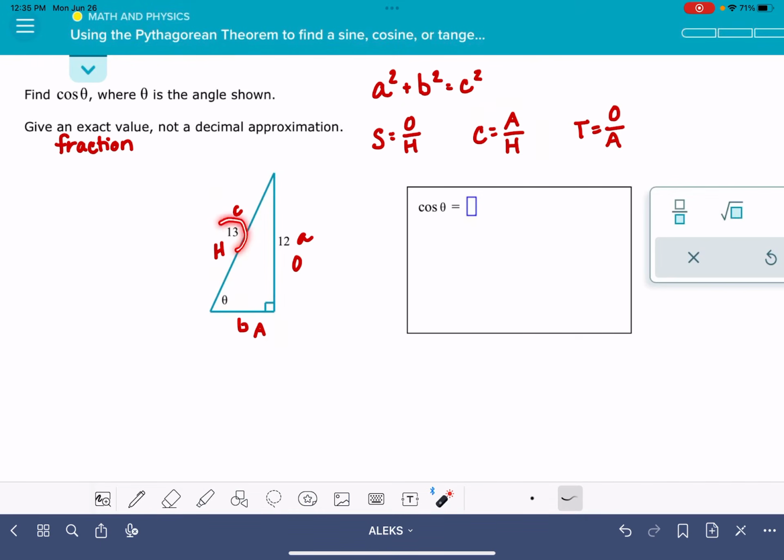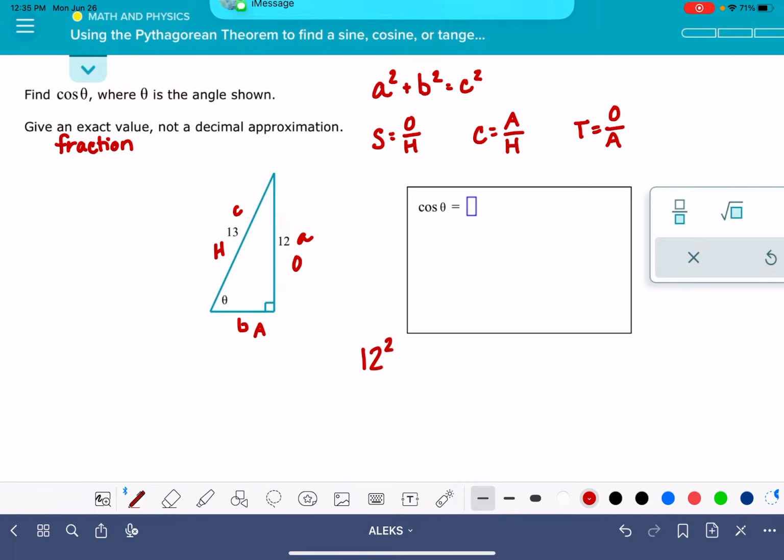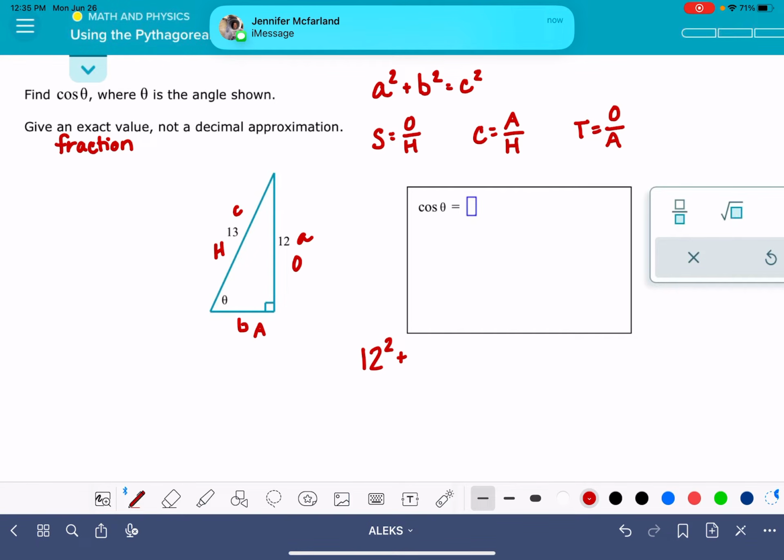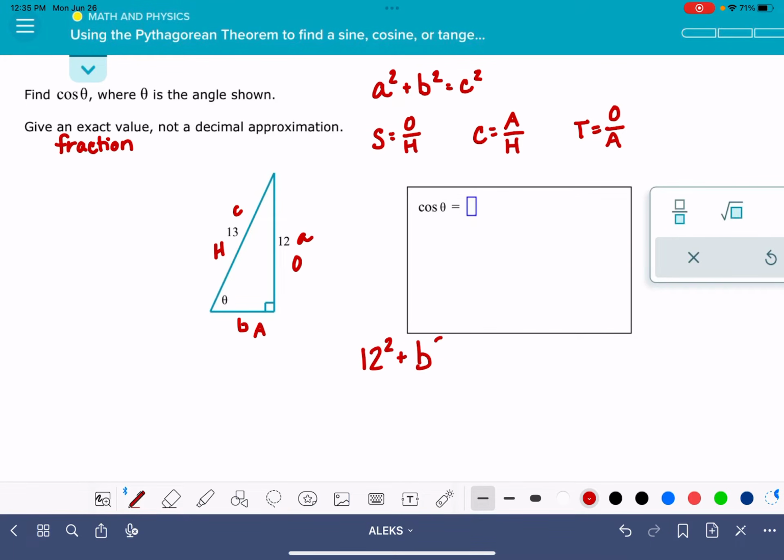We know that the hypotenuse has a length of 13, but we don't know the length of side a or b, whichever variable you want to use. So we've got to start by figuring this side length out. And we're going to do that using the Pythagorean theorem. a squared, my value of a is 12. b squared is an unknown, so we're going to leave that as b squared equals c squared. c is 13. b squared is 13 squared minus 12 squared.